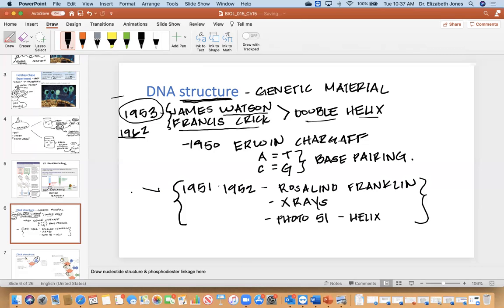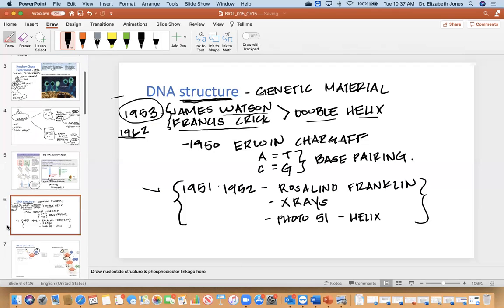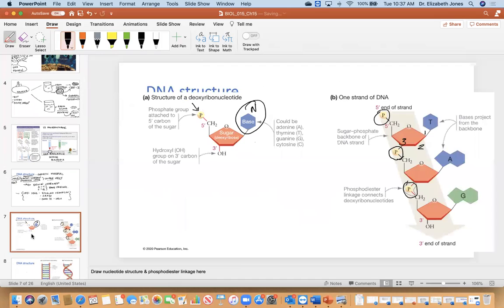Let's review that structure, because understanding that structure is really going to be key to understanding how DNA is replicated, all right? So let's look at the structure here. Let's first start out with the basic structure of a nucleotide, which is what we have here, okay? Hopefully y'all remember that a nucleotide can be broken down into 3 parts. The sugar, which is what we call a pentose or 5-carbon sugar.